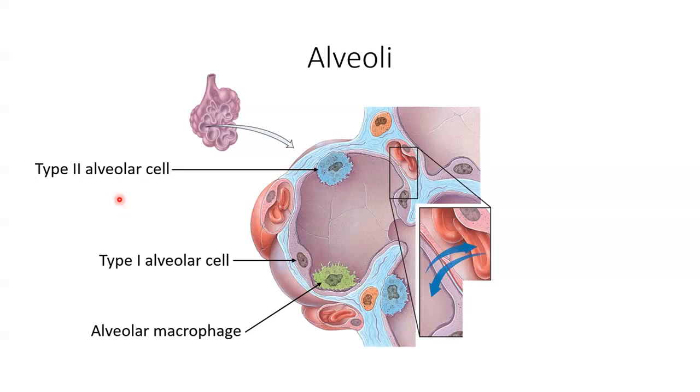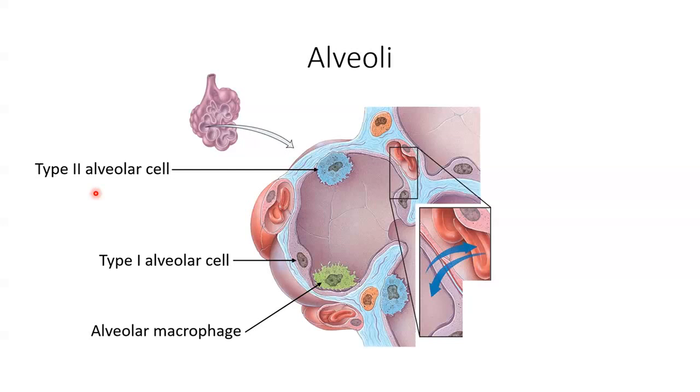Included in this alveoli fluid that these type 2 cells secrete is surfactant. Surfactant is a mixture of phospholipids and lipoproteins. Surfactant lowers the surface tension of our alveoli fluid, which reduces the tendency of the alveoli to collapse and stick together and maintains their open structure.